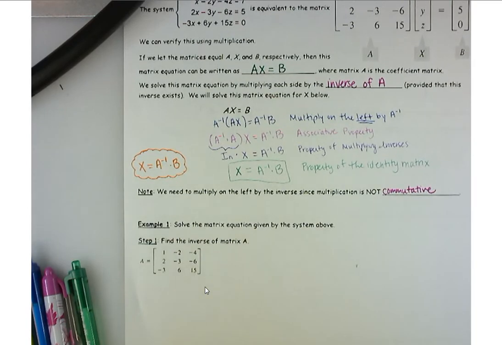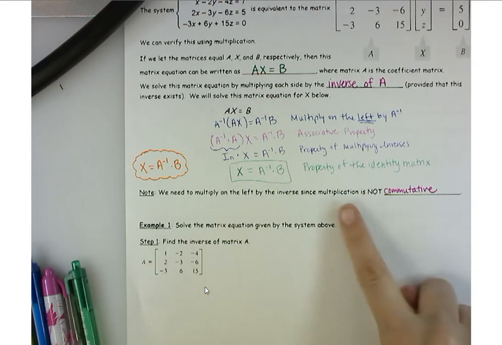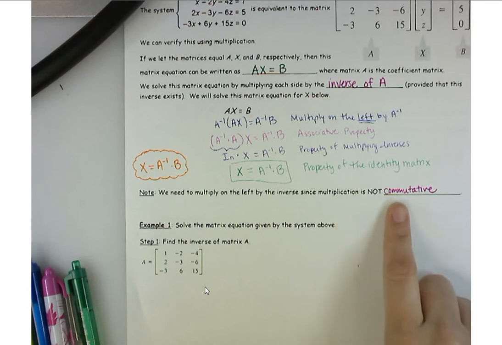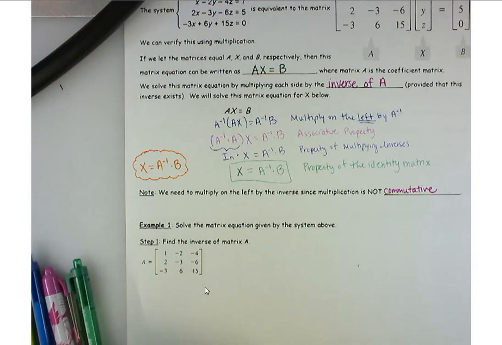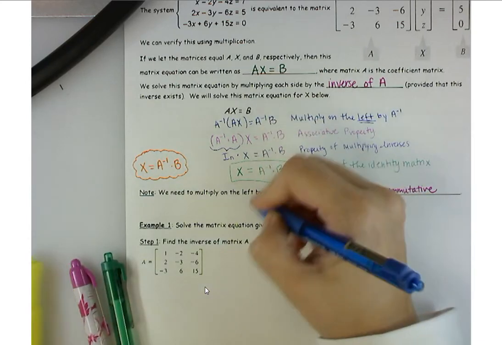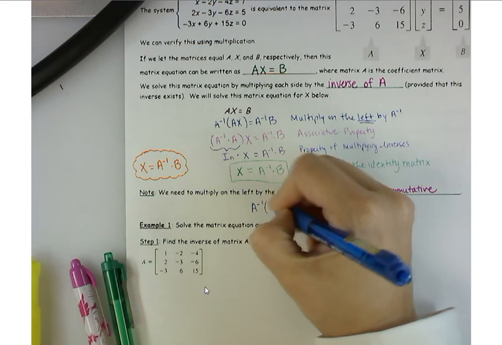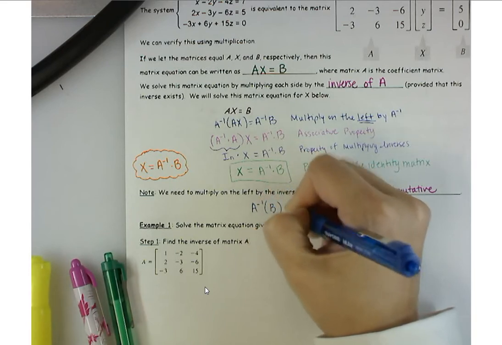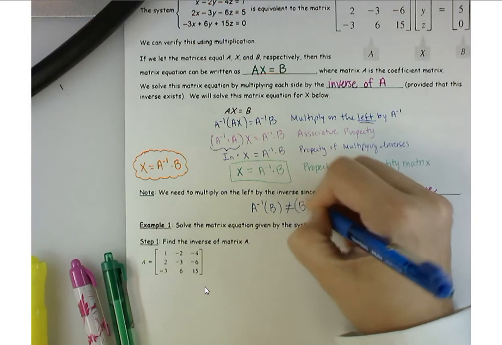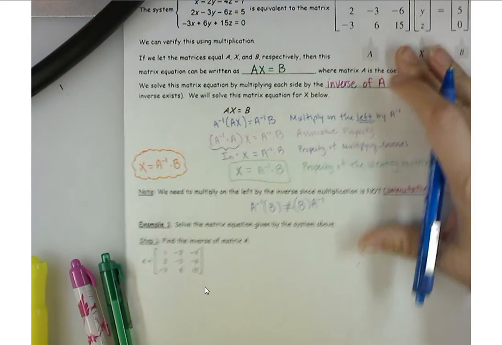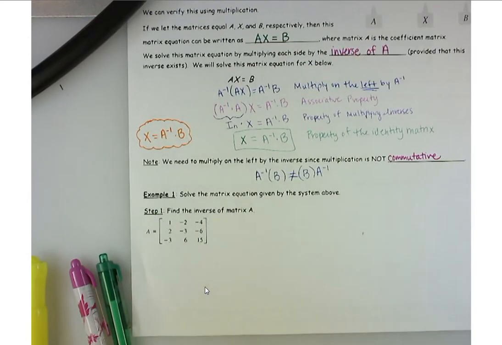Okay, and I may have mentioned this a few times, but multiplication is not what? Commutative. Okay, so the main thing, like I was telling you before, is when you're multiplying A inverse times B, that's not the same thing as taking B and multiplying by the inverse. Okay, so that's why we have to multiply on the left.